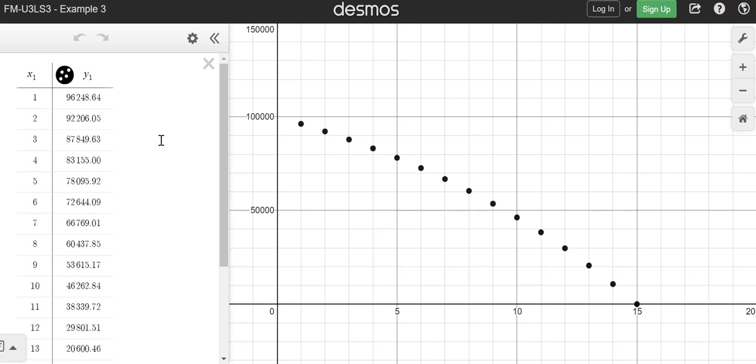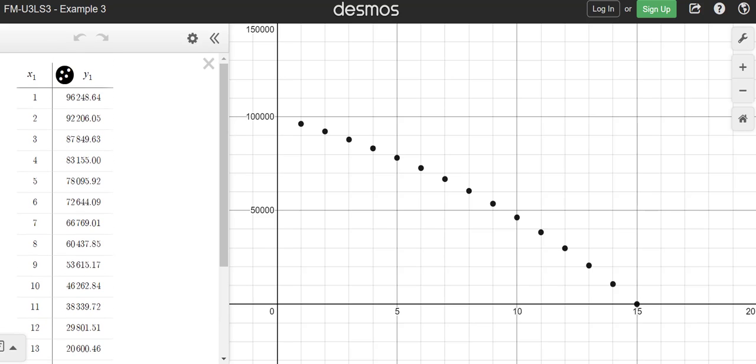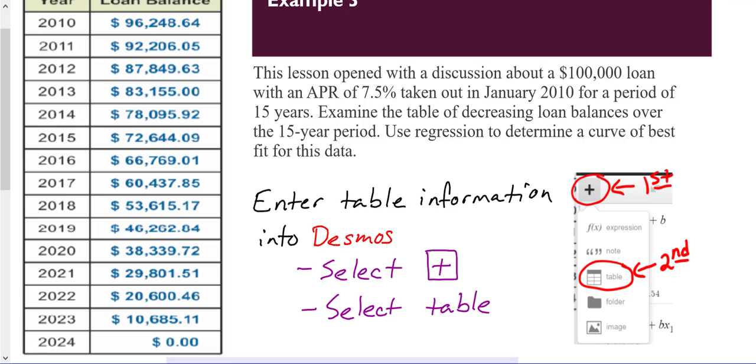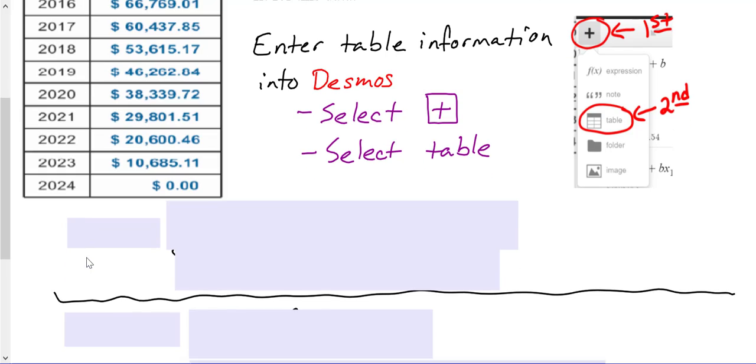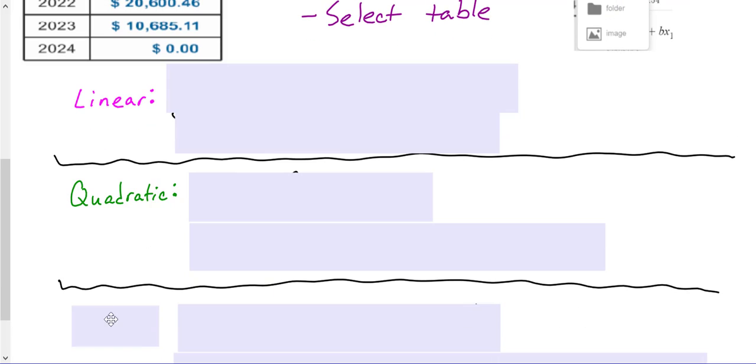Okay, so let's look at the Desmos on this. I did the plus, selected table, and then typed all of the data into this table here. From there, you put in the equation to find. We're going to look at linear, quadratic, and cubic to see which fits the best.